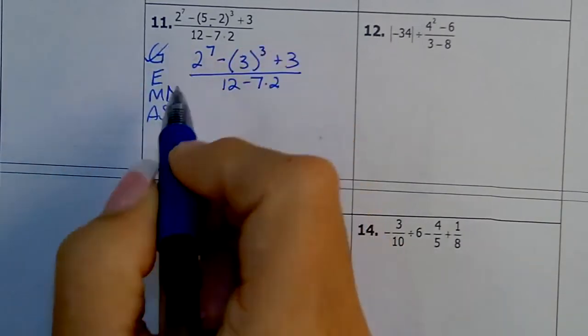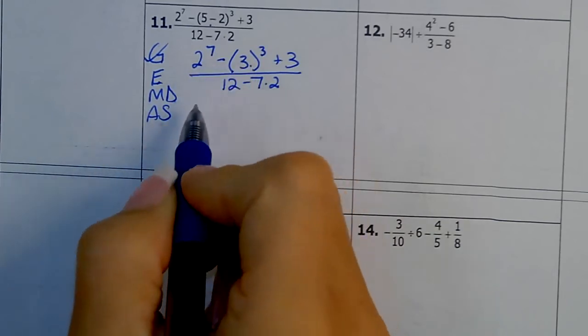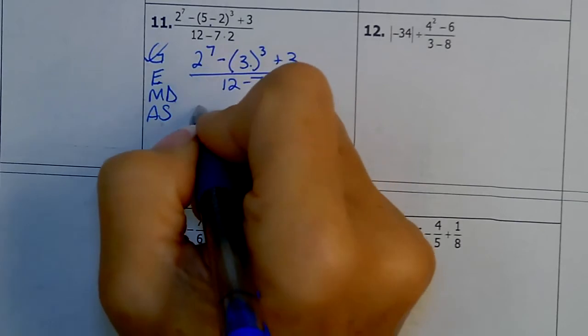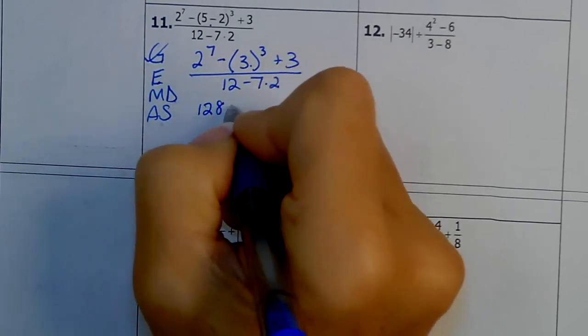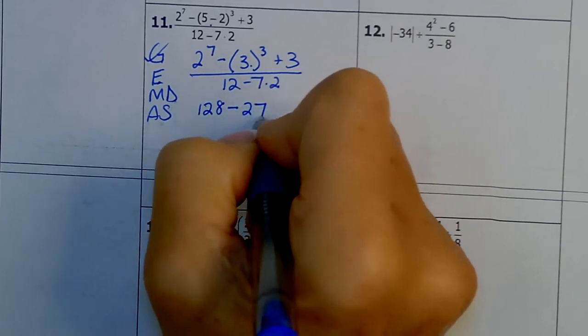All done with my groupings. Now I'm going to look for exponents and radicals, which I have here and here. So 2 to the 7th power is 128, and 3 to the 3rd power is 27.